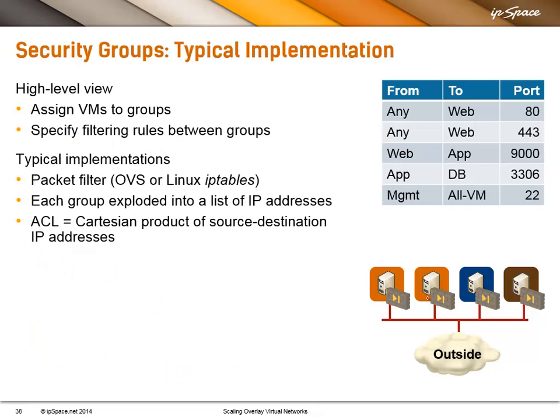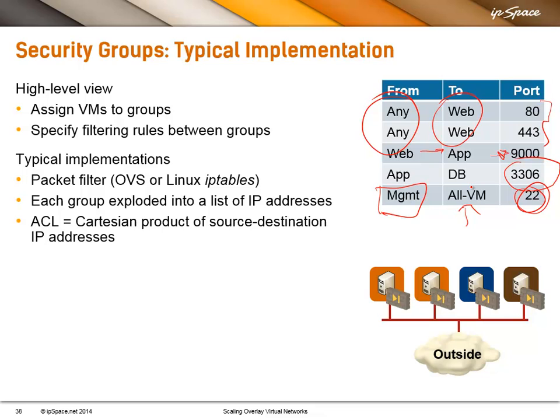Anyway, the high-level view of security groups is very simple. You assign VMs to groups, and you specify filters between groups. For example, you may say from anywhere to the web group, you can work on the two HTTP ports. Between the web servers and the app servers, you can communicate on port 9000, and between the app and the DB servers, you can communicate on the database port. And from the management segment, I can talk to all VMs on the SSH port. Simple. Typically, these things are implemented as a packet filter, either with Open vSwitch or with Linux iptables.